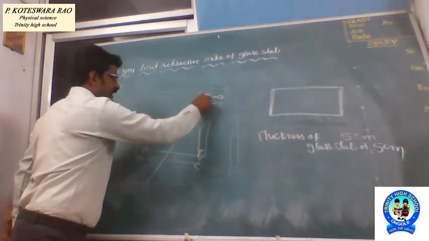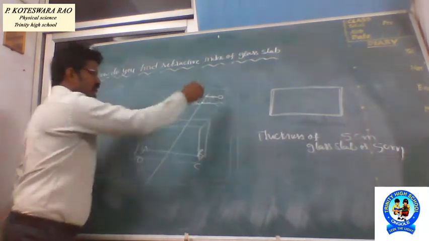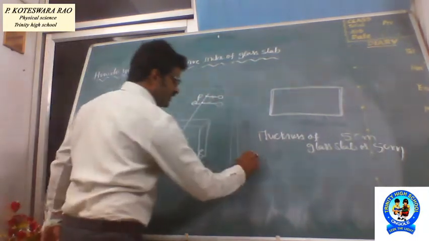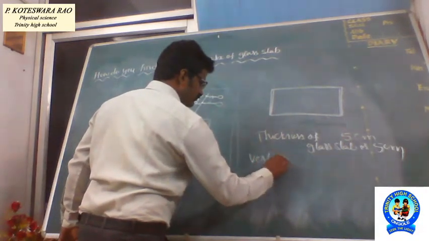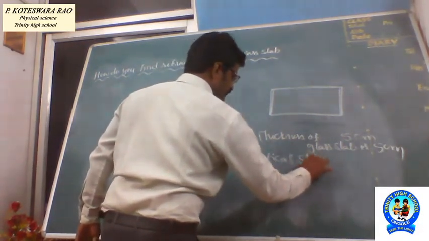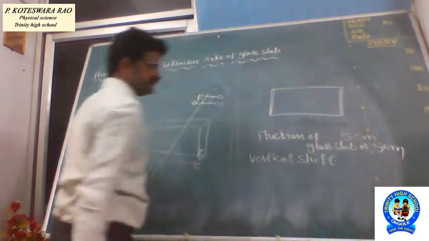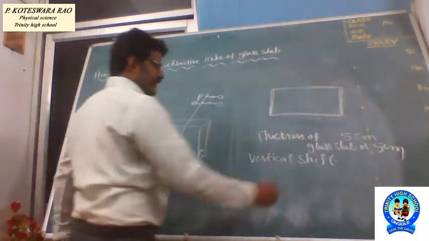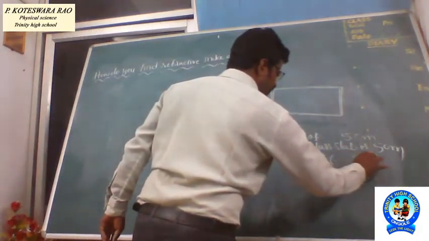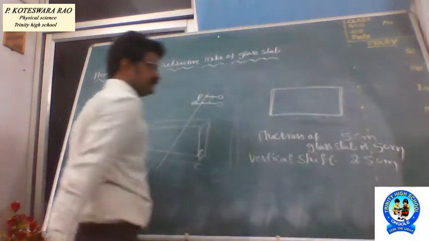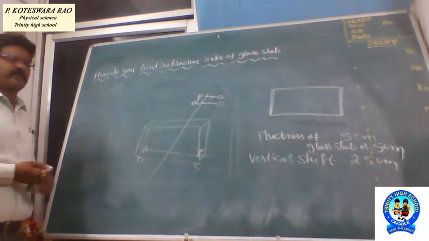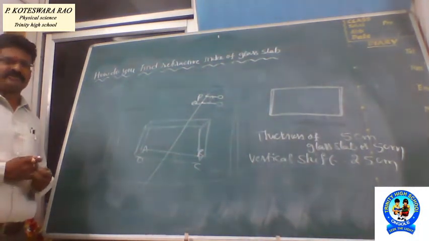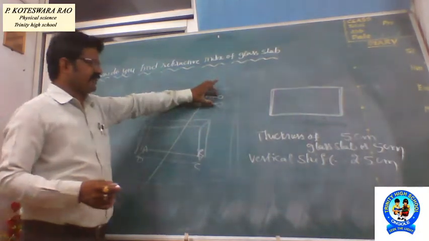Now we want to find the distance between these two. That is called the vertical shift. For example, it is 2.5 centimeter. 2.5 centimeter.